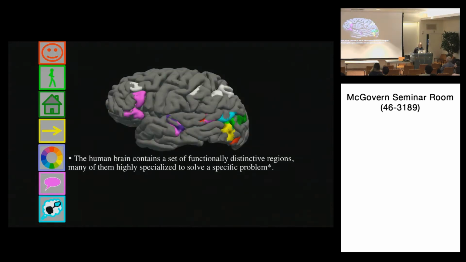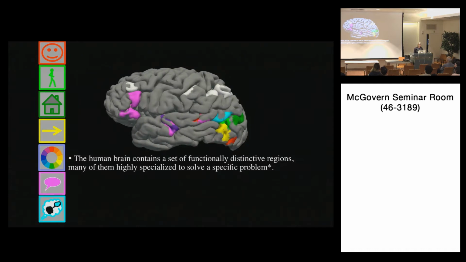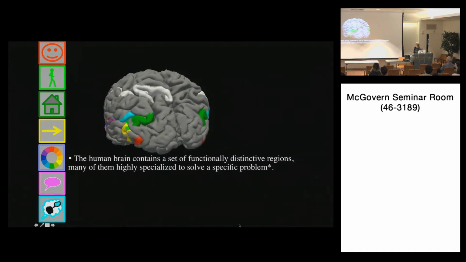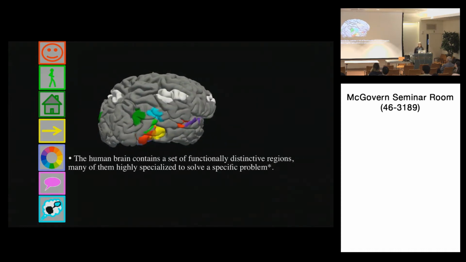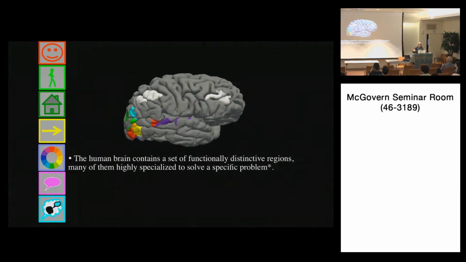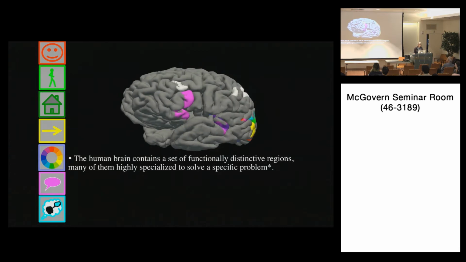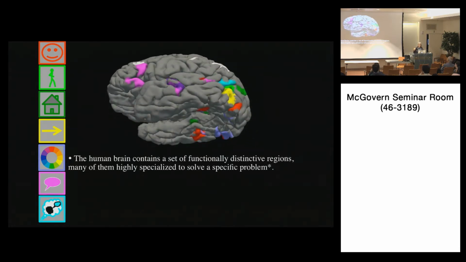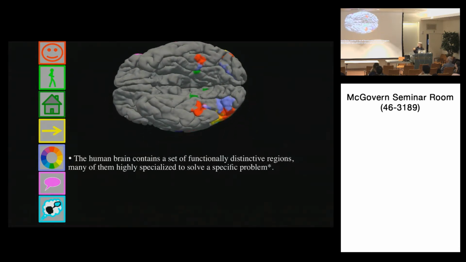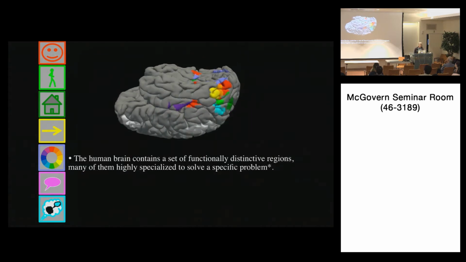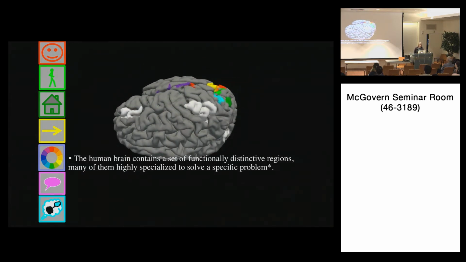Using this kind of method, basically coming up with a hypothesis and testing to try to rule out alternatives. This is me with some of my special bits shown. And so the main picture I'm trying to sell to you guys is that the human brain contains a lot of functionally distinctive regions, many of them highly specialized for solving very specific problems. Okay.